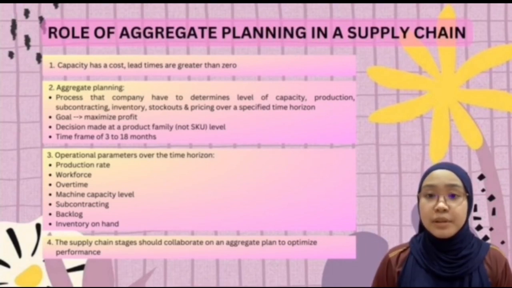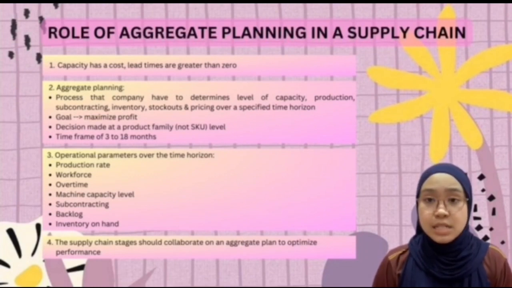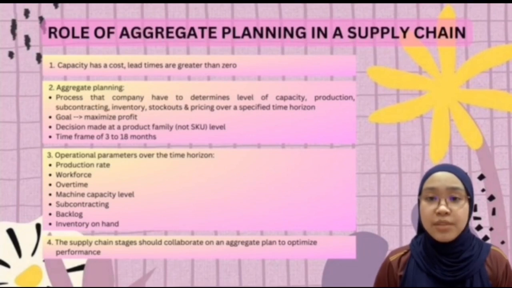The operational parameters are based on production rate, workforce, overtime, machine capacity level, subcontracting, backlog, and inventory on hand. Additionally, all the supply chain stages need to collaborate on an aggregate plan to achieve good performance.